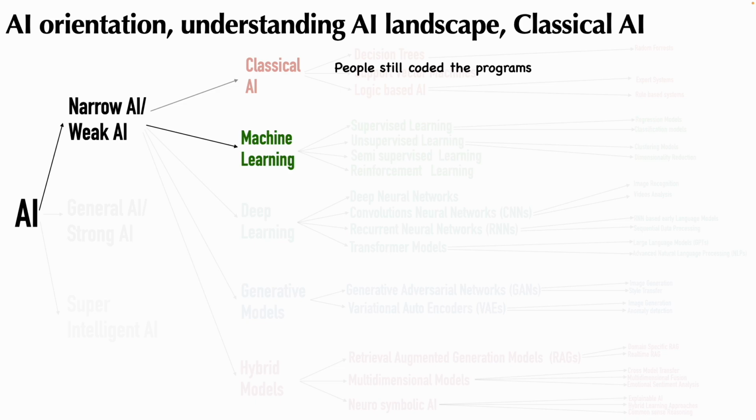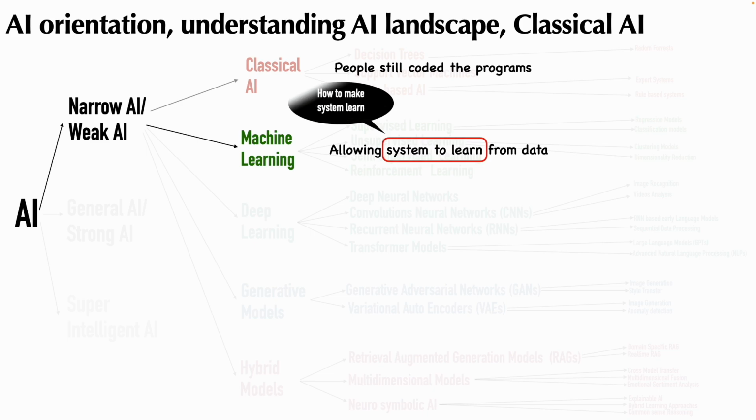And this thought process led to the evolution of a new concept, that is machine learning, wherein people thought it would be better if we allowed the system to learn from the data. The keyword here is system to learn. Now the question is how to make a system learn. You can replace the system with a machine and it still pretty much means the same thing.